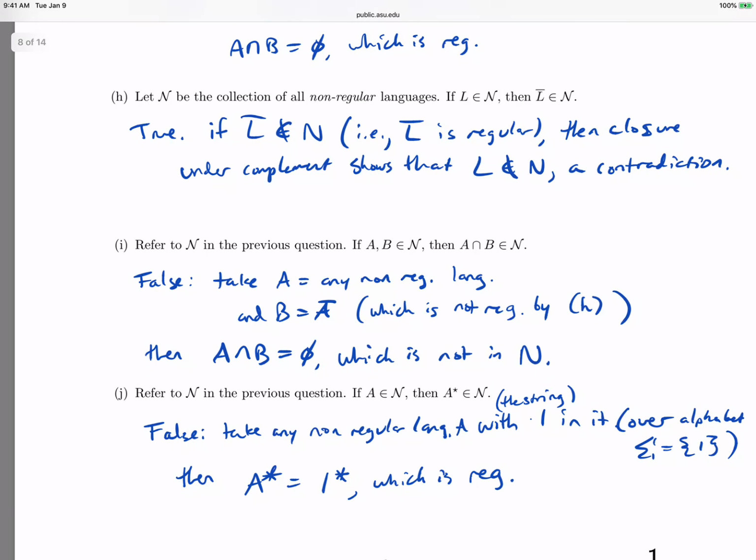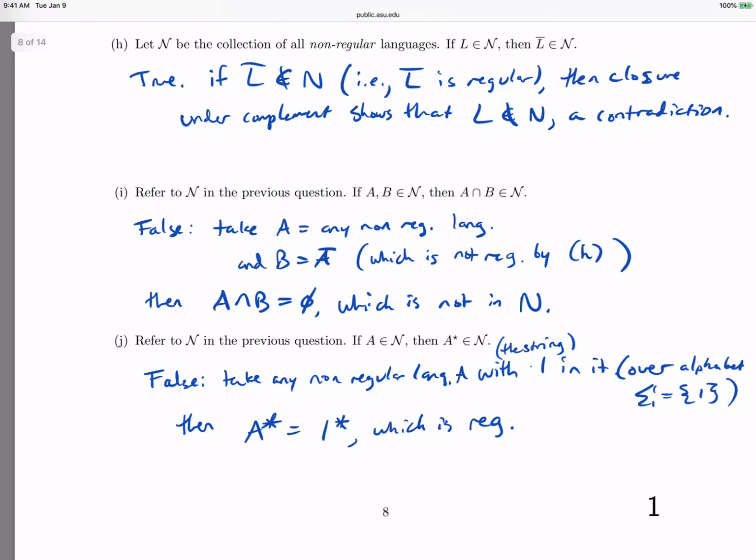So a lot of people got H, that was good. I and J, a lot of people missed. So yeah, this is just getting you to think about, well, what if we talked about this for non-regular languages? Instead of just regular, what if we did this over here?